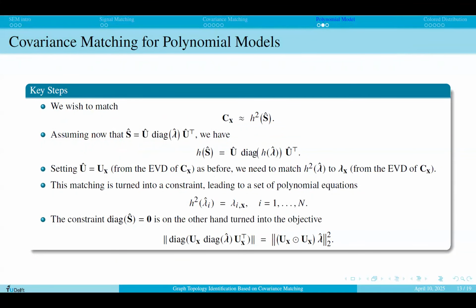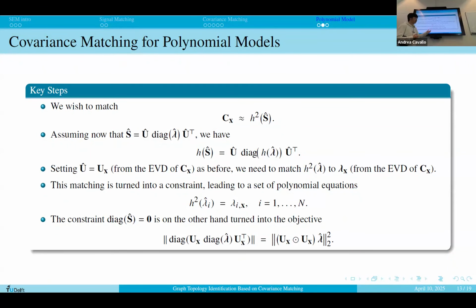So here we wish to match the CX, the sample covariance and the expected covariance. And again, we can also do eigenvalue decomposition on S, and the eigenvalue decomposition for the sample covariance. And here for the eigenvector, we just need to make them equal. For the eigenvalue, we get a polynomial equation.